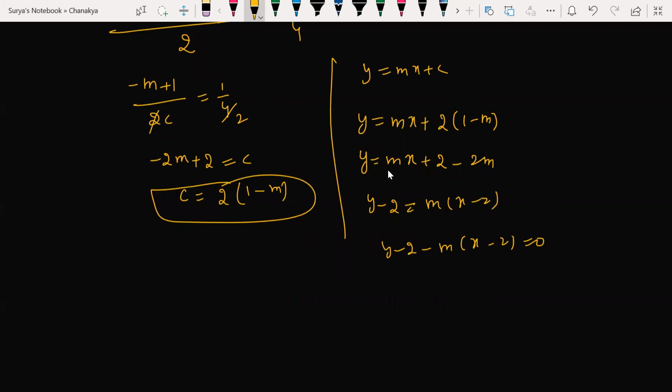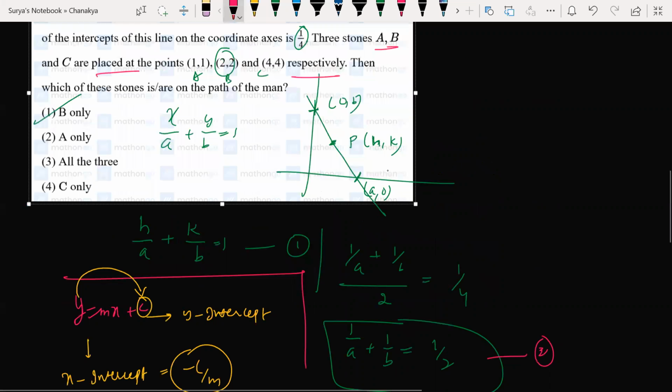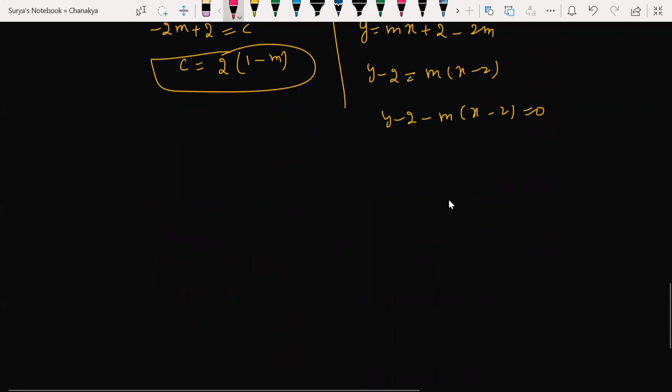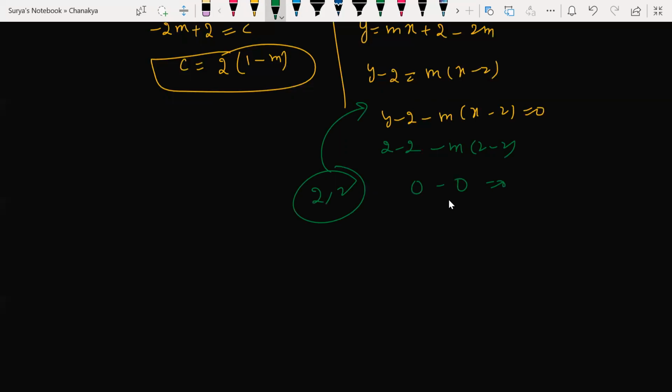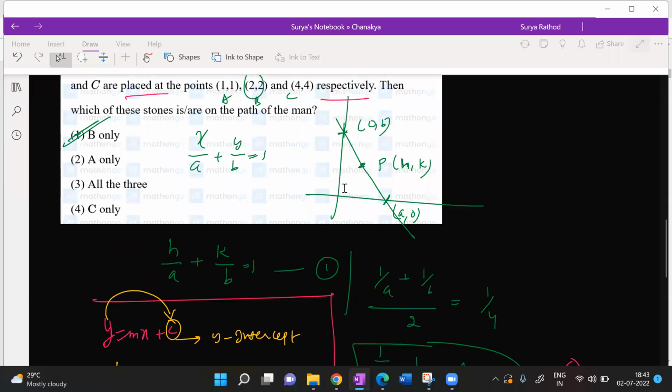So look at this here. It always passes through what now? Tell me, 1 comma 1 or 4 comma 4 or 2 comma 2? Let us go with 1 comma 1. 1 minus 2 minus m times (1 minus 2) is not equal to 0. Impossible, so 1 comma 1 is not possible here. Only 2 comma 2 is possible. Why? Because if I substitute, 2 minus 2 is 0 and 2 minus 2 is 0, so 0 minus 0 is equal to 0. Only the point 2 comma 2 satisfies this line. So the answer is only 2 comma 2, which is B. That is how you will be solving this type of question. Okay, guys. Next question.